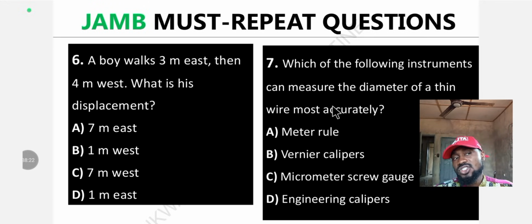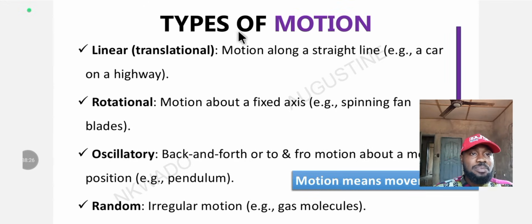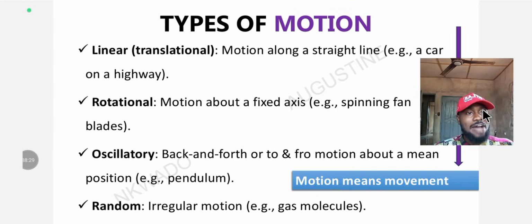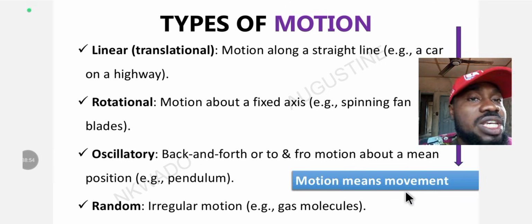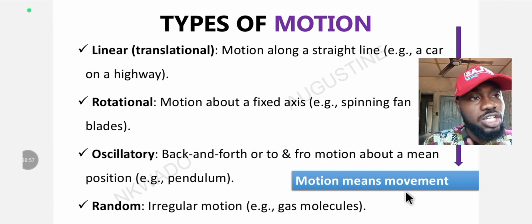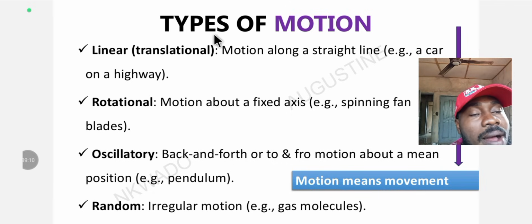Now, let's head straight into motion. Types of motion. First of all, we have to understand what motion is, okay? This is the definition of motion. This statement you have on a blue background here, this white statement is the meaning of motion. So, motion means movement. A kind of movement of an object. Motion is the movement of what? An object. And motion is brought about by force. So, force induces motion. Force is the power behind motion.